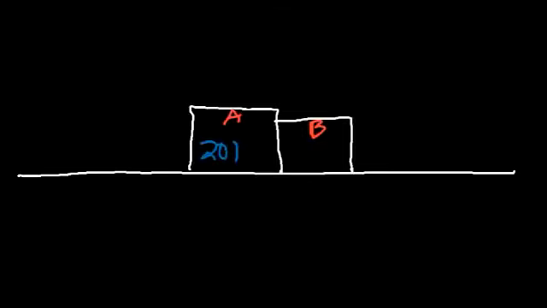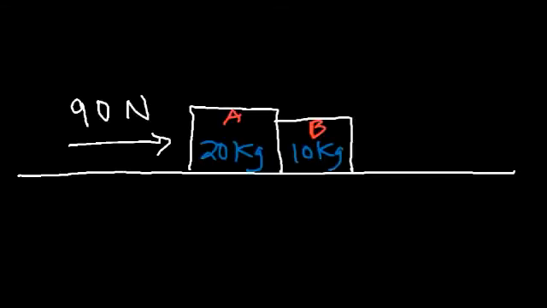Here's a question for you. Let's say you have two blocks. We'll call the first block Block A and the second one Block B. Block A has a mass of 20 kilograms and Block B has a mass of 10 kilograms. And we're going to exert a force on Block A that has a value of 90 newtons. So here's the question. What is the force that A exerts on B, and what is the force that B exerts on A?